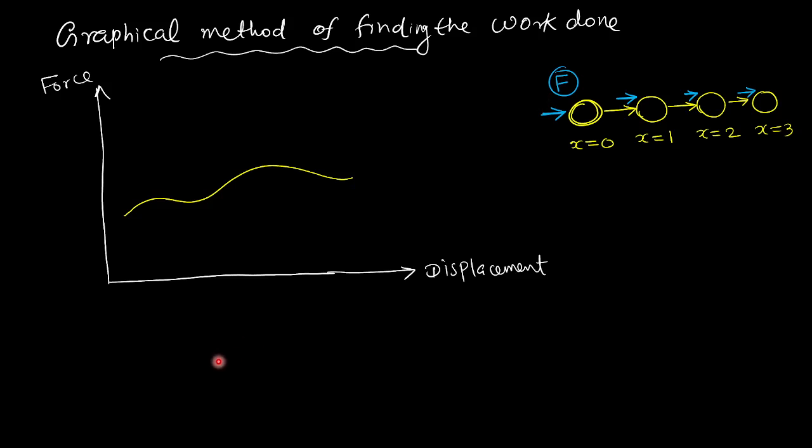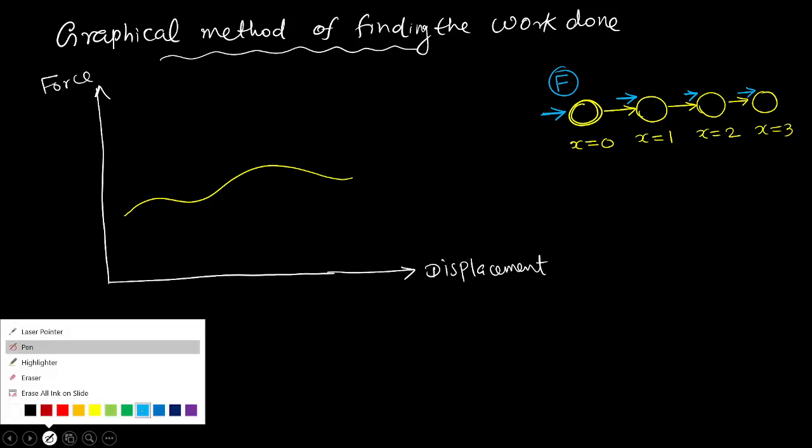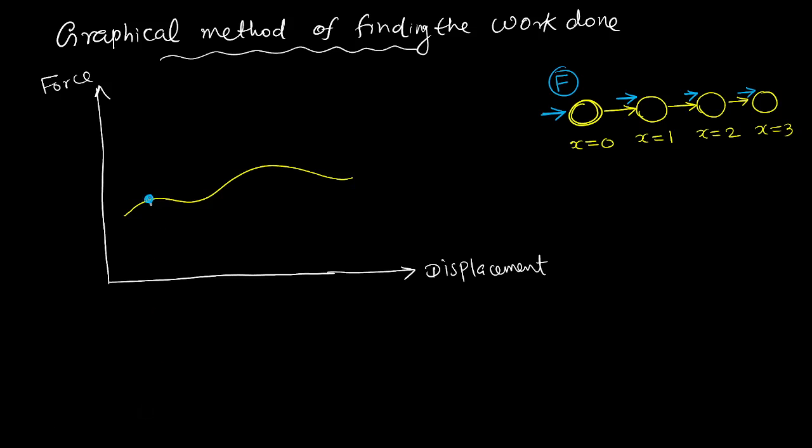So we are given a graph, position versus force. Understood? At different positions like 1 meter, 2 meter, 3 meter, like that, the forces are plotted. We can see that the forces are variable. Understood? So force versus displacement graph is given. I want to find the work done from the position x1 to position x2.